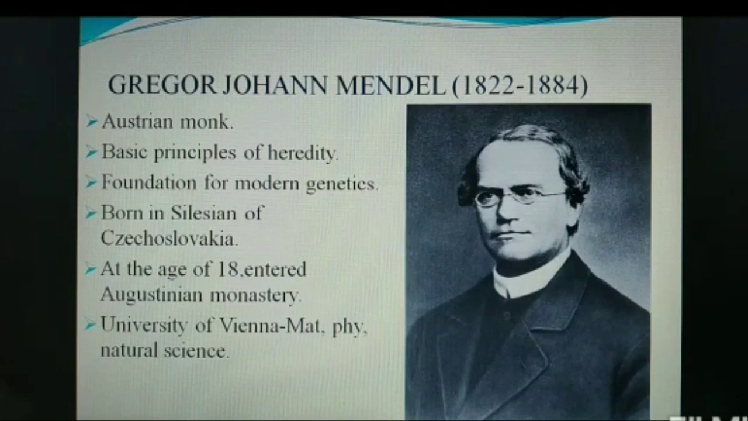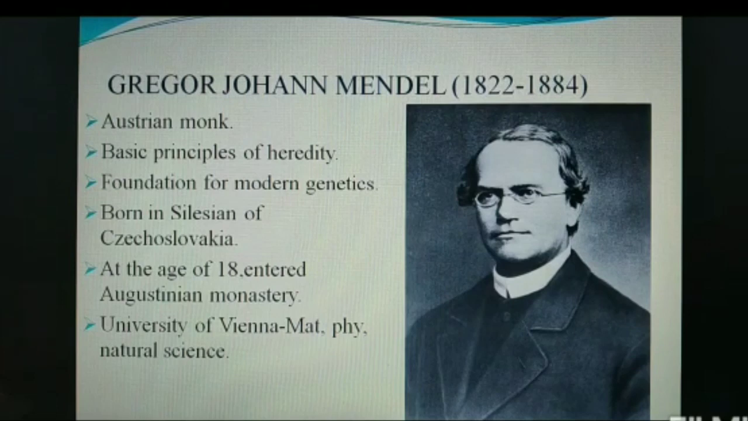After finishing his high school, he entered the Augustinian monastery at Brunn as a priest. From that monastery, he went to the University of Vienna for training in physics, mathematics and natural science. After returning to the monastery in 1854, he continued to work as a priest as well as a teacher in high school. During his leisure times, he started his famous experiments on the garden pea plant and conducted them for about 9 years, from 1856 to 1865.